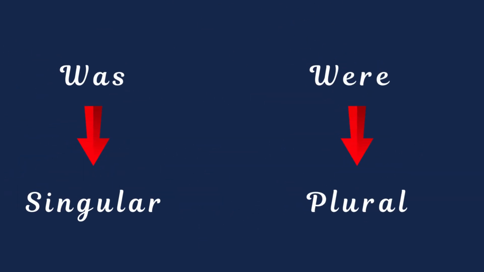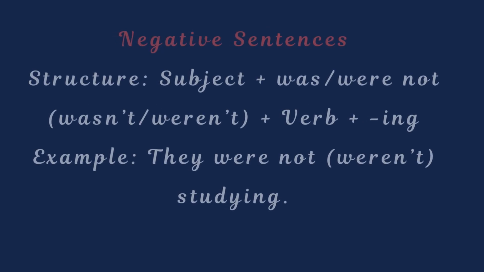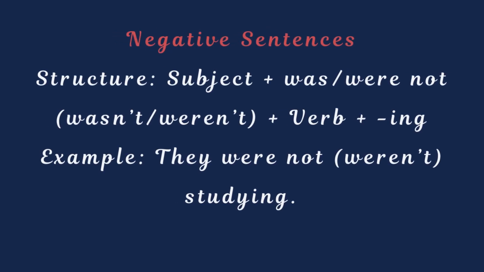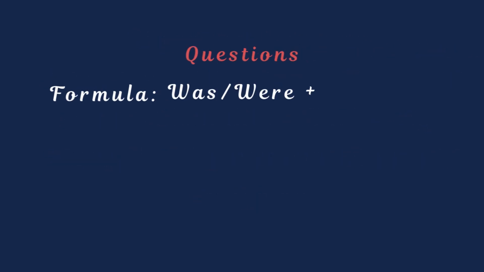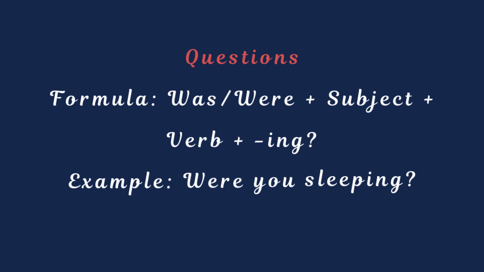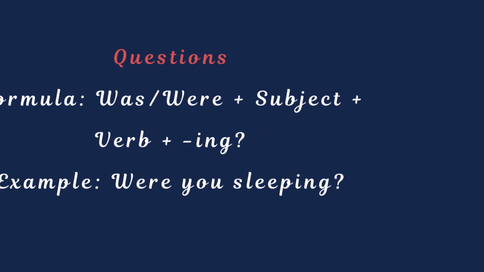Was or were depends on whether the subject is singular or plural. To form negative sentences, use subject plus was or were not, wasn't or weren't, plus verb plus ing. For example, they were not studying. The not makes the sentence negative. For questions, start with was or were, followed by the subject and the verb plus ing. For instance, were you sleeping? This structure helps us ask about ongoing actions.